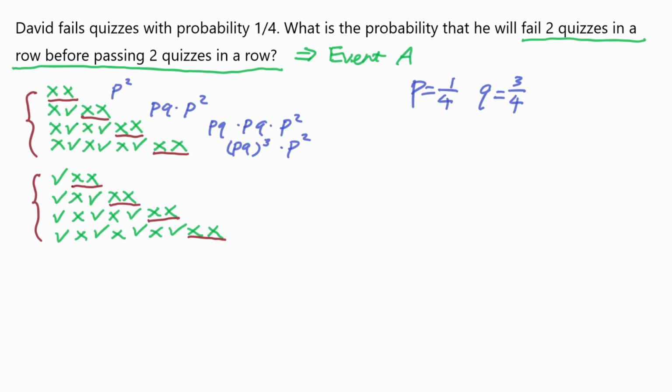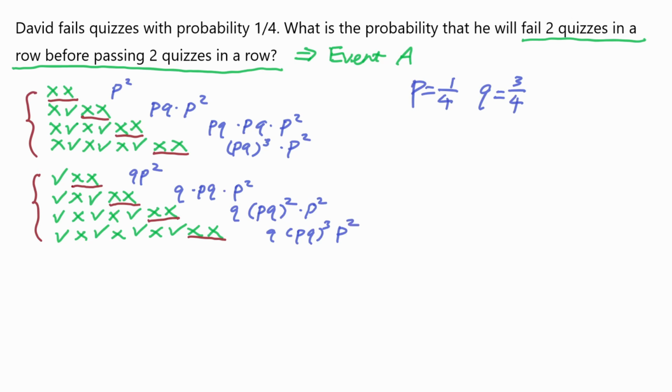For the second group, it's pretty much the same as the first group. The first one is going to be Q P squared. The second one is going to be Q times PQ times P squared. The third one, Q times PQ squared times P squared. And this one, Q times PQ to the third, times P squared.